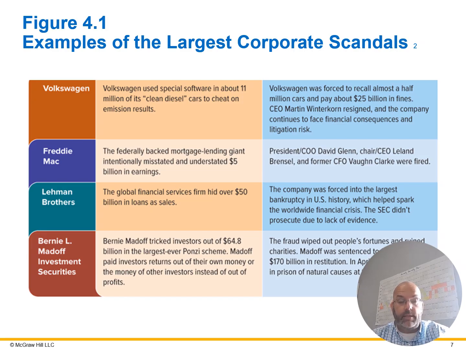Really, the whole idea behind this was they wanted to claim that it was efficient, but they also didn't want to take the hit in gas mileage. So they created a workaround to lie to customers. You had Freddie Mac, and what they did was that they understated their earnings by $5 billion. You had Lehman Brothers hide over $50 billion in loans as sales. You had Bernie Madoff, who tricked investors out of $64.8 billion in the largest Ponzi scam in history.